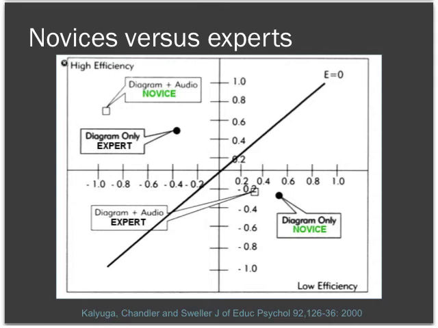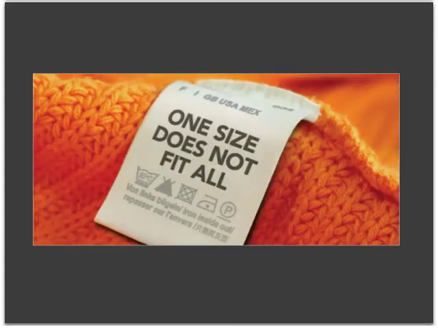So in this experiment, the novices had much more efficient learning when there was an audio explanation with the diagram than when they were just trying to figure it out by themselves. But for the experts, they did better just with the diagram only, and the audio explanation impaired their learning. They'd got some kind of pre-existing complex memory schema that having that audio explanation affected their learning in some way. So one size does not fit all.